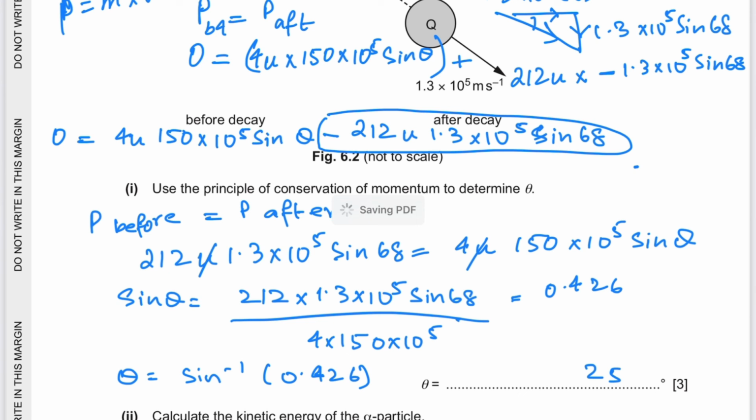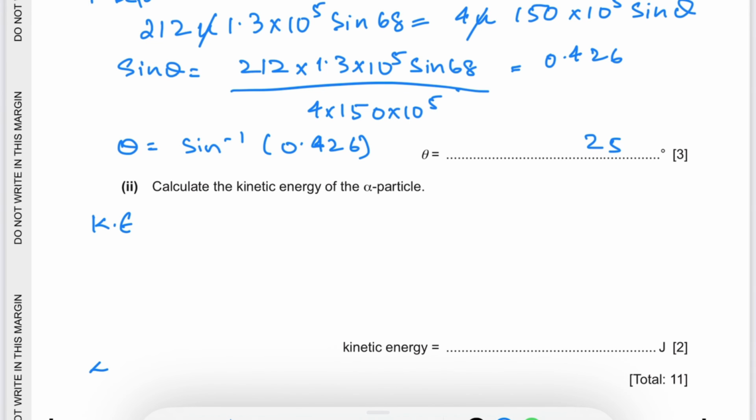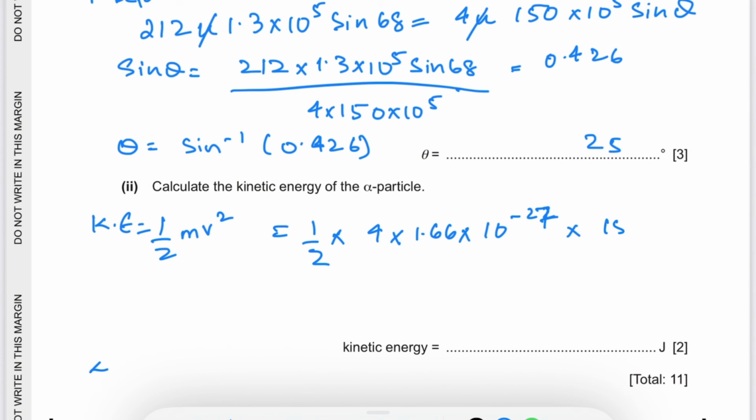Calculate the kinetic energy of the alpha particles. Well, kinetic energy is equal to half mv squared, and the mass of an alpha particle is 4 atomic units, so that's 4 times 1.66 times 10 raised to negative 27 multiplied by its velocity squared, and that's equal to 7.5 times 10 raised to negative 13 joules.